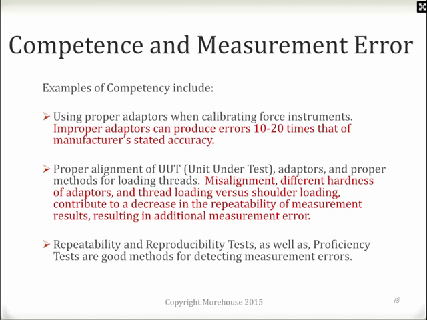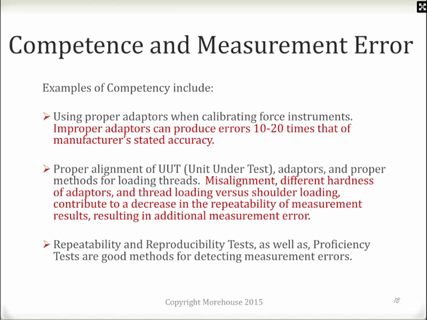Competence and measurement error. Examples of competence include using improper adapters when calibrating force instruments. Improper adapters can produce errors 10 to 20 times that of the manufacturer's stated accuracy. We're going to see an example of that coming up shortly in force measurement errors. In fact, it's the next slide. The proper alignment of a UUT, unit under test, adapters, and proper methods for loading threads. All this is coming up in the next few slides.